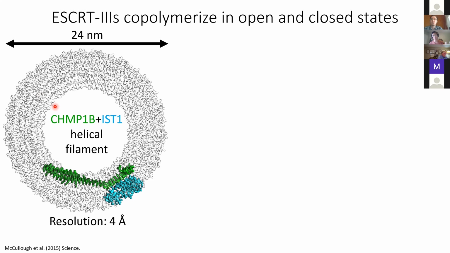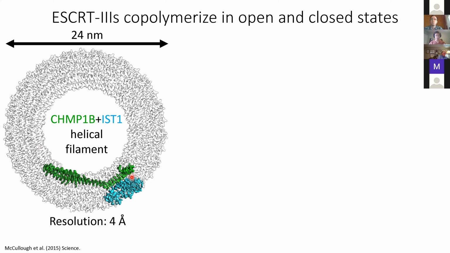This is a top-down view of this filament. And GIMP1B was in this open conformation. So we like to think of GIMP1B as an arm, where it starts from a shoulder, goes to the elbow, and then has a hand region at the C-terminus. This is what an open SCOR3 looks like.